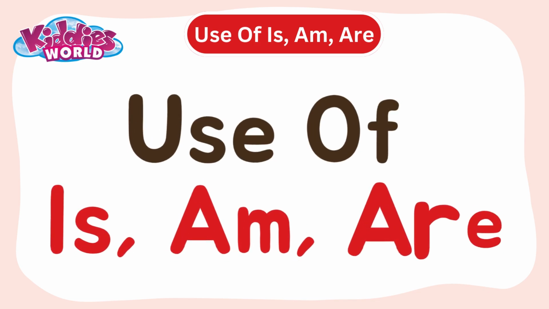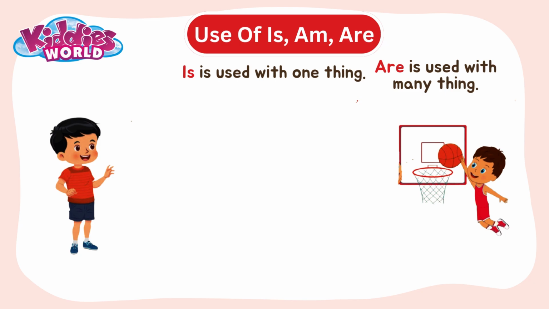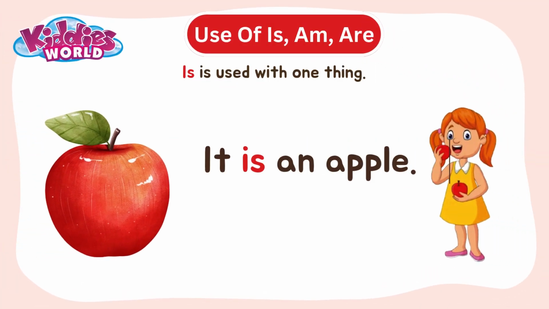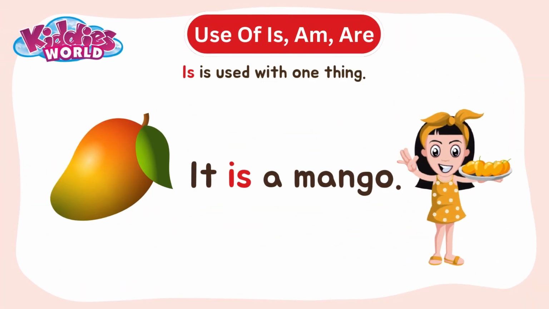We're going to learn how to use is, am and are in English. These words help us talk about people, things and actions. Let's get started. We use is when we are talking about one person or one thing. For example, he is Ram. It is an apple. It is a mango.